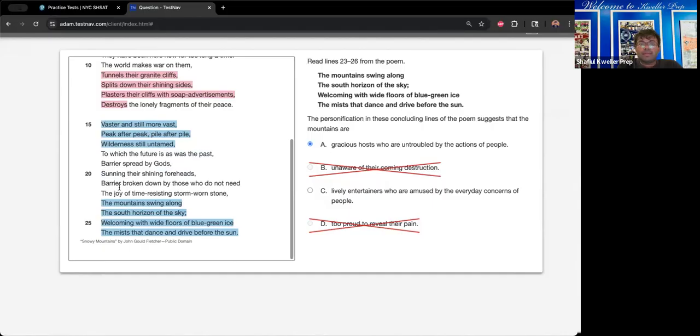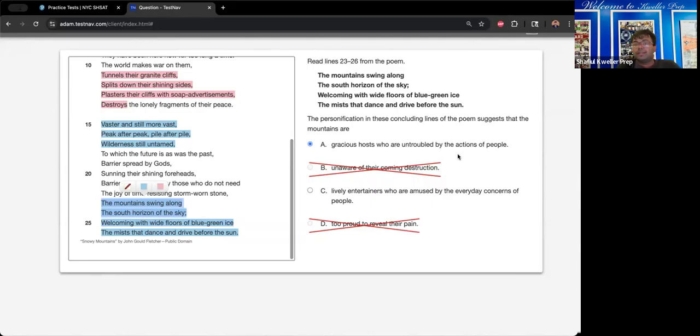Barrier broken down, or so it says here, barrier spread by gods, and then it's broken down by those who do not need the joy of time-resisting storm, war, and stone. And then here, directly saying specifically how the mountains swing along the south horizon of the sky. So we see here that nature itself is just withstanding what humans are doing.